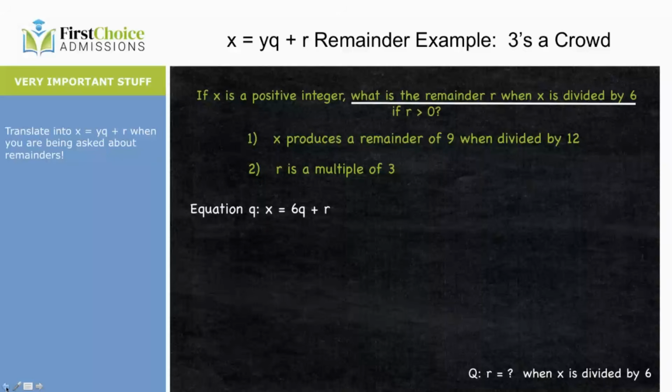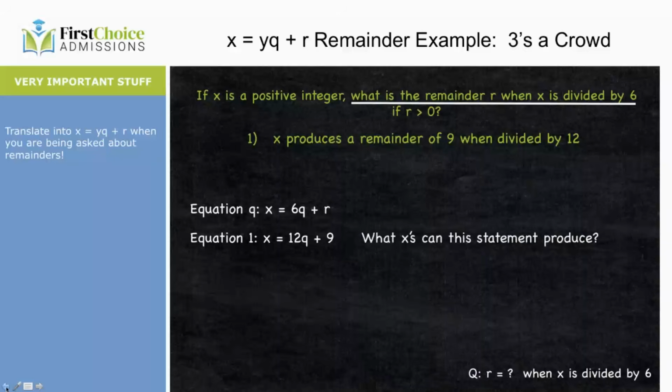All right, now let's take a look at the first statement. The first statement tells us x produces a remainder of 9 when divided by 12. Having stuff in English doesn't help us. What does that mean when we put it into math? Well, that means x equals 12q plus 9. Now how does that help us?